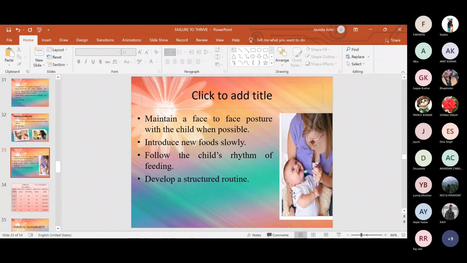Next, more points are there, like maintaining face-to-face posture with the child whenever possible. You can see the picture which is right in front of you on the very right bottom corner of the slide, which is maintaining face-to-face posture along with the child whenever possible.